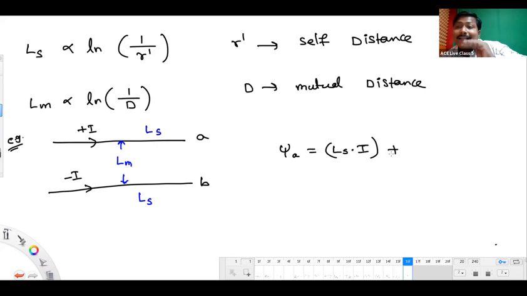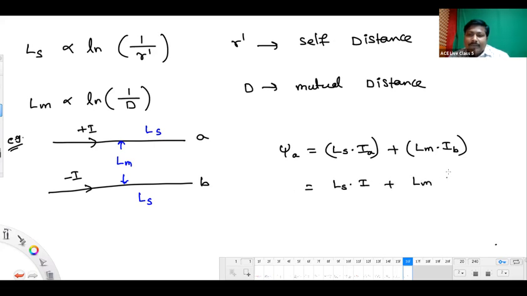Next, mutual linkages from conductor B to conductor A. That is nothing but mutual inductance into conductor B current. You know, Ls into Ia is nothing but I, and plus Lm into Ib value was minus I. So you take that current I common, which is conductor A current only, and ultimately you get Ls minus Lm. This is the net inductance of the conductor A.